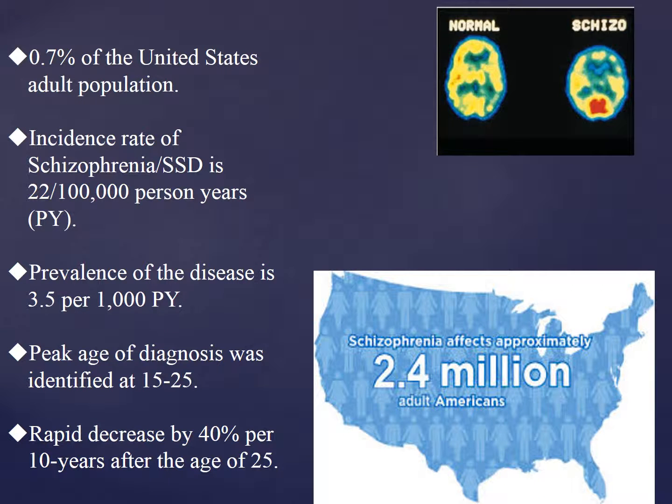Schizophrenia affects 0.7% of the United States population, that is the adult population. The incidence rate of schizophrenia is 22 per 100,000 person years, and the prevalence of the disease is 3.5 per 1,000 person years. The peak age of diagnosis is identified to be between 15 to 25. That is to say that after the age of 25, the probability of being diagnosed with schizophrenia decreases by 40%.